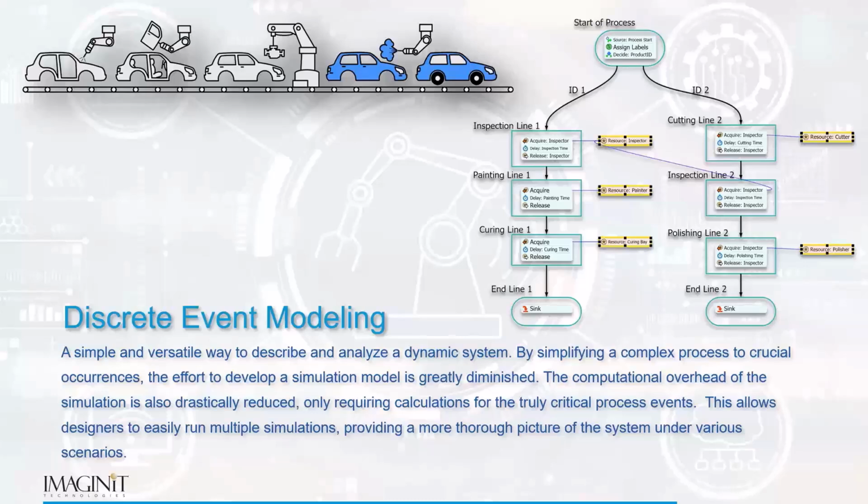Here's another new term that some of you might be looking at, especially if you're looking at FlexSim, discrete event modeling. It's a simple and versatile method used to describe, analyze, and simulate a system. By simplifying a complex process to crucial occurrences, the effort to develop a simulation model is greatly reduced. Advanced methods of randomness, dependency, and distributions are used to more accurately reflect the real world state of any given system.